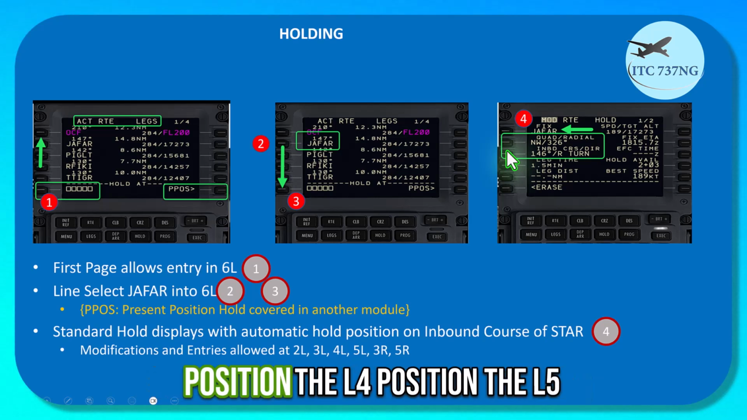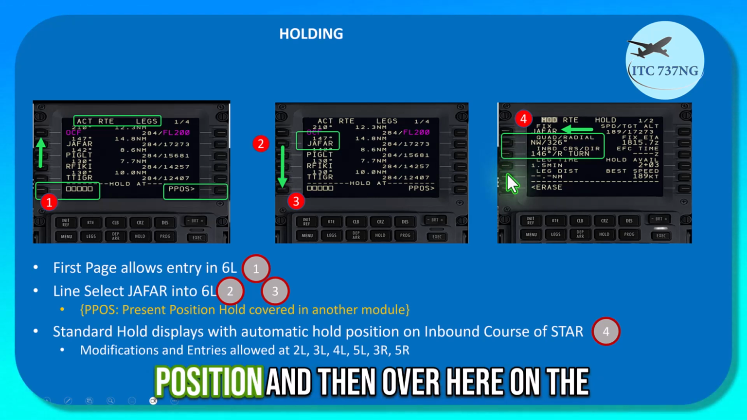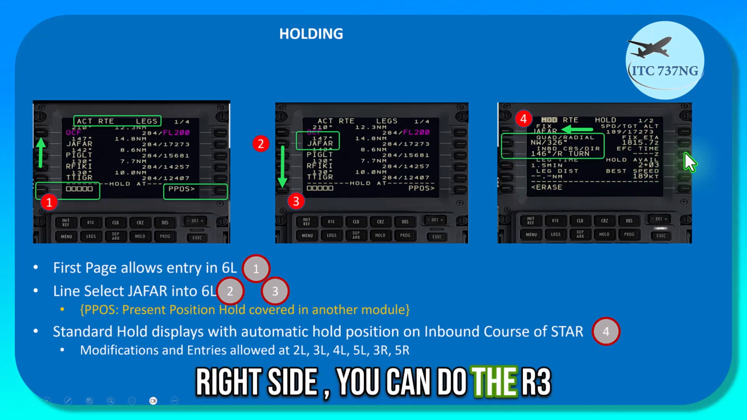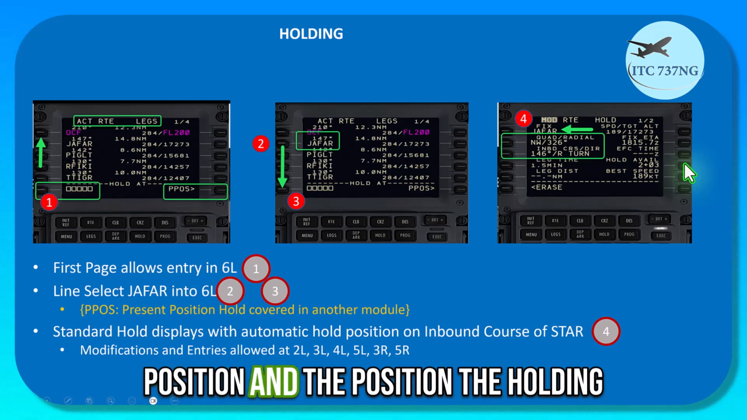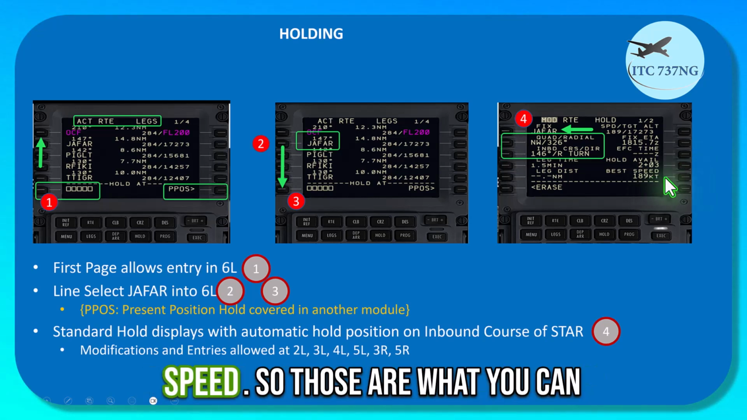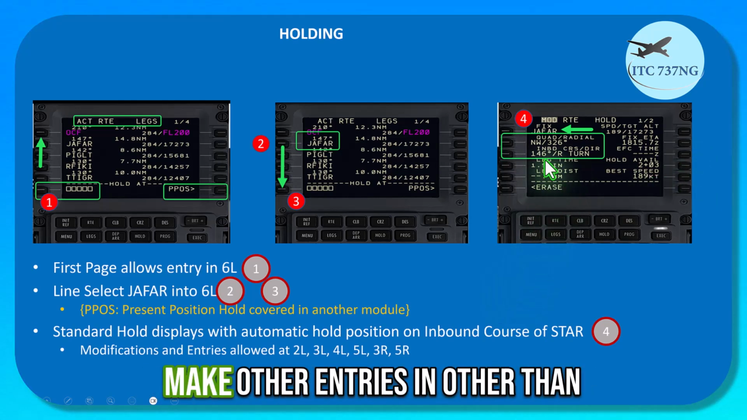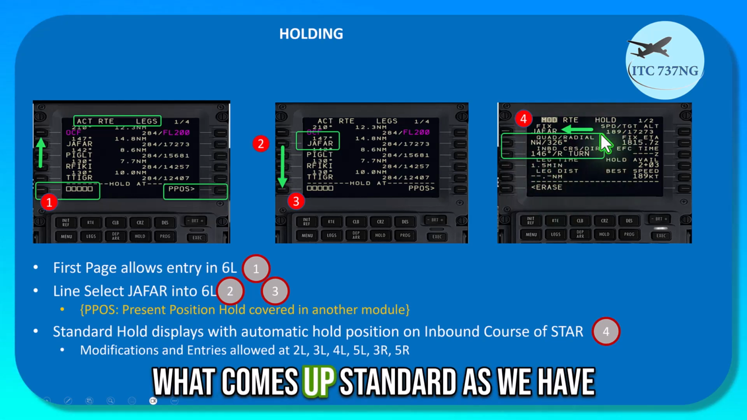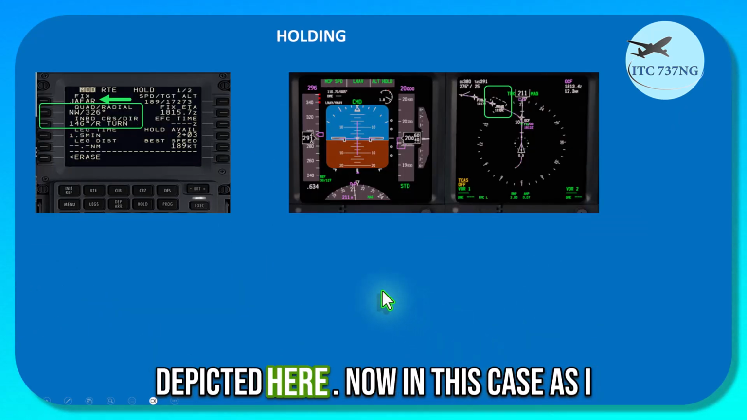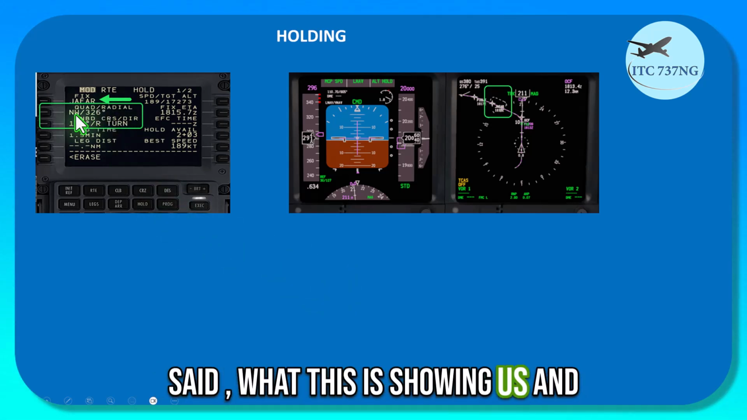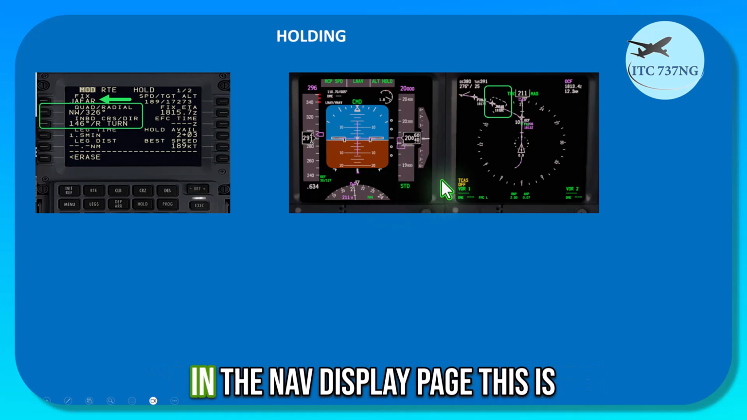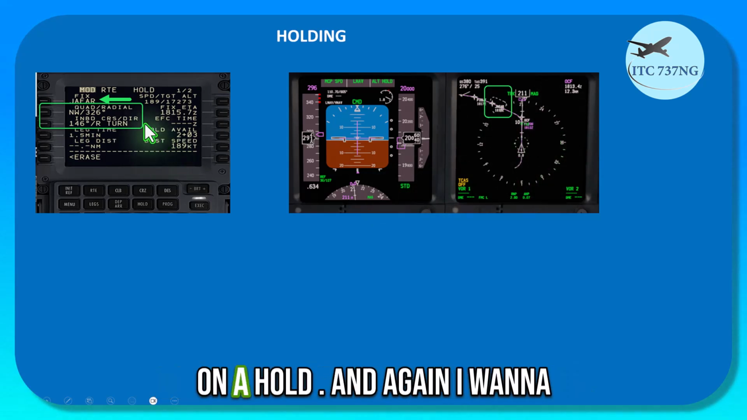position, L3 position, the 4L position, the 5L position, and then over here on the right side, you can do the R3 position and the holding speed. So those are what you can make other entries in, other than what comes up standard as we have depicted here. Now, in this case, as I said, this is where you now start to bring in the nav display page. This is important when you're doing work on a hold.